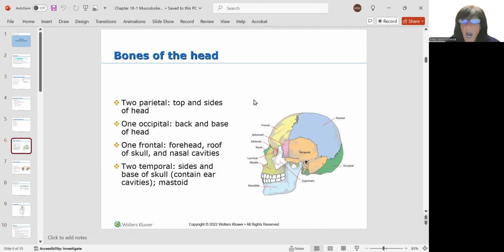So the parietal are at the top and the sides of the head. You have an occipital, which is at the back of your head, the base of your head. You have a frontal, which is your forehead, right? Roof of your skull, your nasal cavities. And you have two temporal bones, which are basically on either side, right? That's where your ear cavities are and your mastoid process. If you put your finger right behind your ear, there's a bone there. That's the mastoid process.